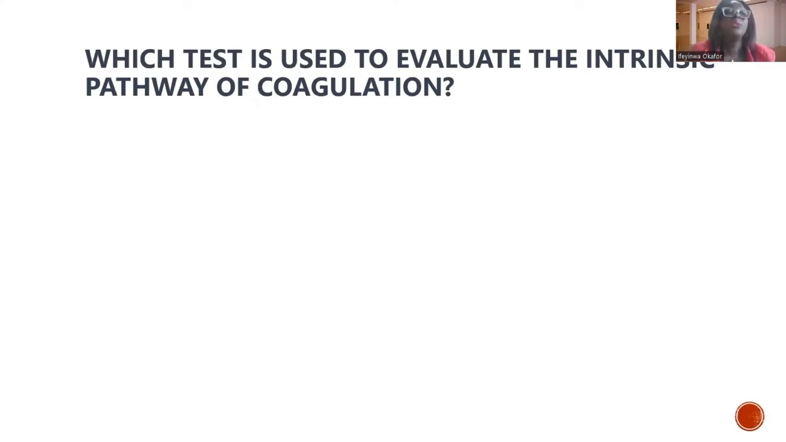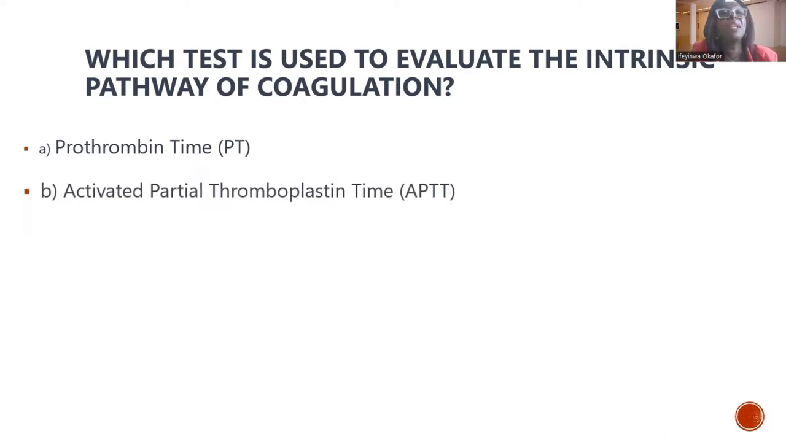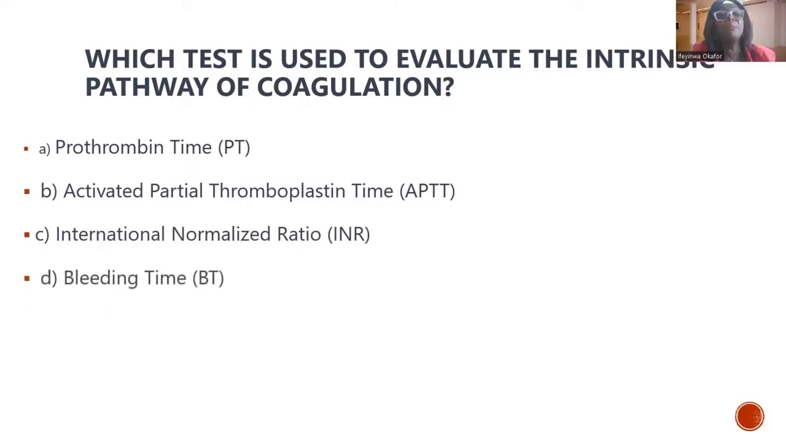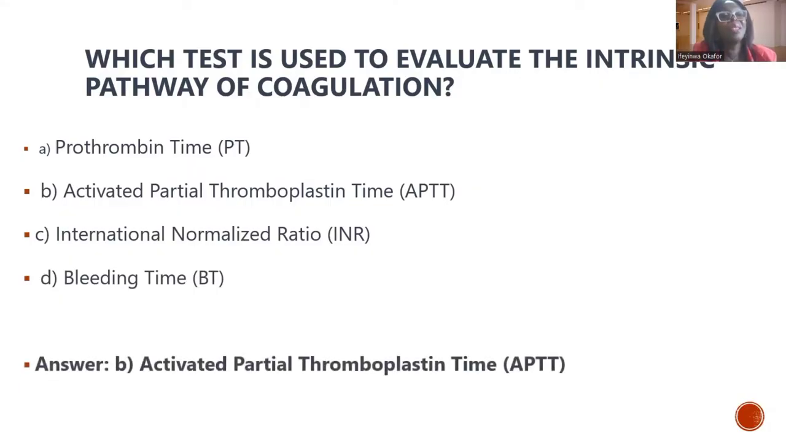The first question says, which test is used to evaluate the intrinsic pathway of coagulation? We have prothrombin time test, activated partial thromboplastin time test, international normalized ratio, bleeding time. Answer, activated partial thromboplastin time test.